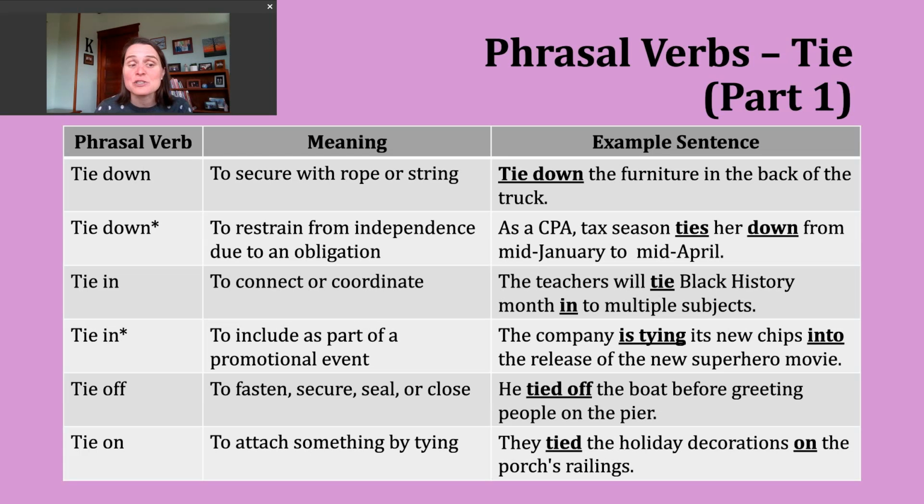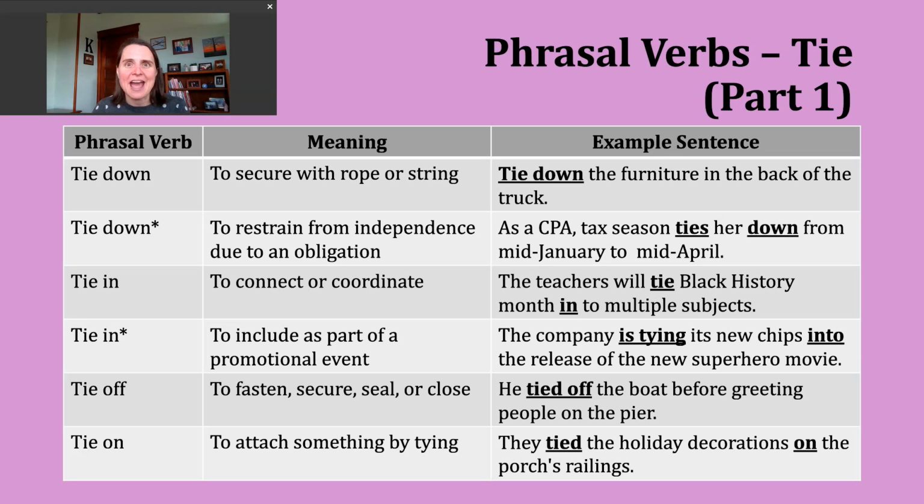The next phrasal verb we'll discuss is to tie off. This can mean to fasten, secure, seal, or close something. An example of that: He tied off the boat before greeting people on the pier. Maybe you've had this experience, but many times, right? As we're riding a boat and we get ready to get off, we need a way to secure it to make sure it doesn't start floating away, floating out in a lake or down a river as it might be. So here, what they're really saying is securing the boat. This is an example of the simple past tense.